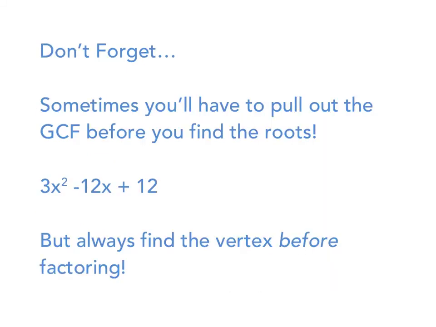Now don't forget that sometimes you'll have to pull out the GCF of a function before you can find the roots. So here you would have to pull out the GCF of 3 before you found the roots, but before you do that, you always have to find the vertex with the original function. So let's do that quickly with our formula, -b over 2a.